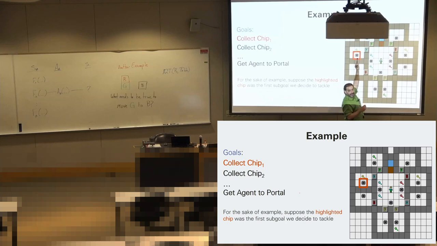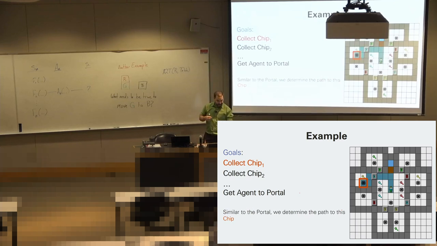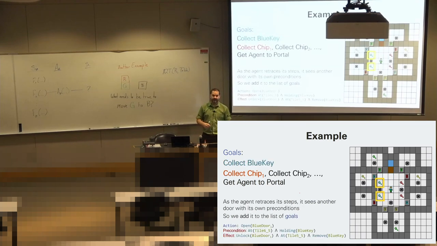Now I have to start backtracking. As I backtrack, I see the blue door. I have to get through the blue door before I can get this chip. And as a consequence, that blue door probably has its own preconditions that need to be established.